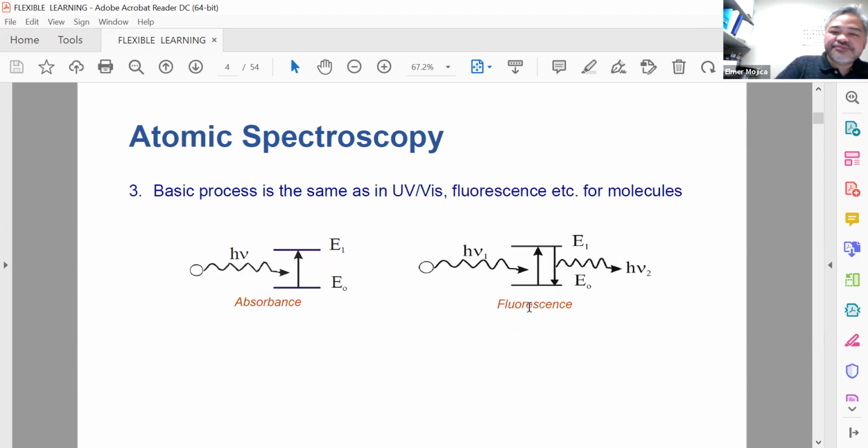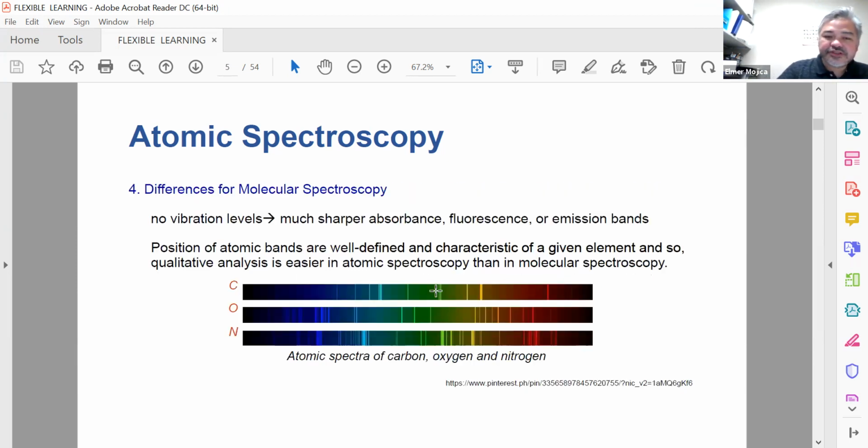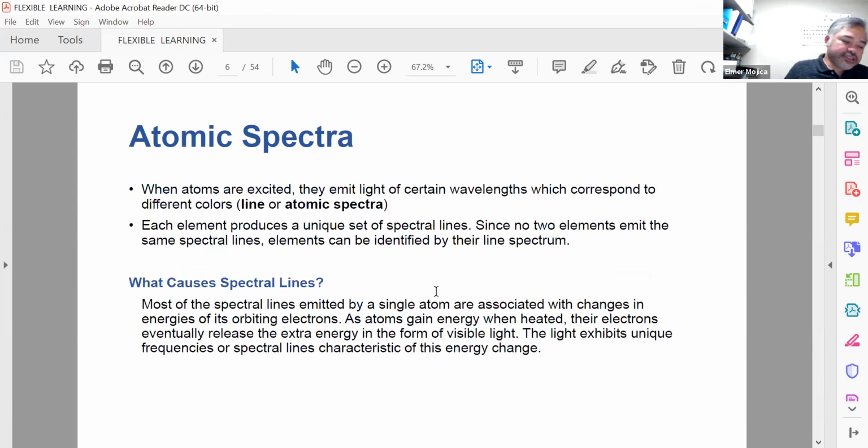If you look at the atomic spectra, when atoms are excited, they emit light of certain wavelengths, which correspond to these different colors or line or atomic spectra.